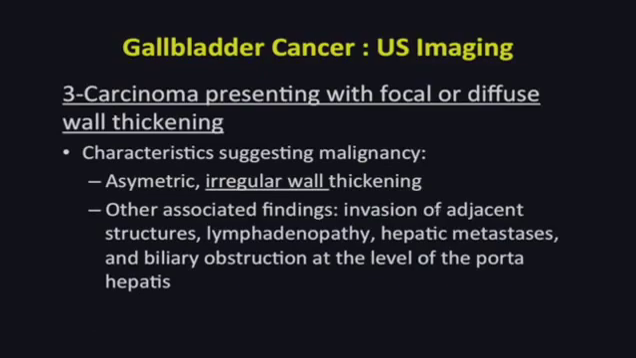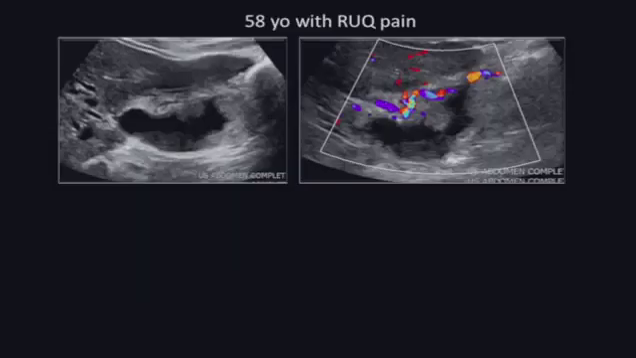So what are the characteristics that are suggestive of malignancy in these cases? Again, as we emphasize, look for asymmetric, irregular wall thickening. Obviously, other associated findings, including invasion of liver, hepatic metastasis, lymphadenopathy, biliary obstruction, all will favor the suspicions of malignancy. So let's take a look at a few cases here.